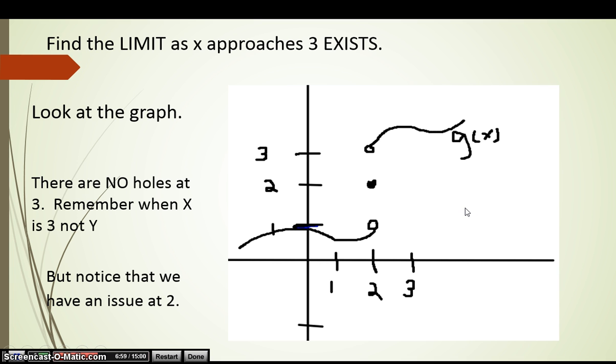But notice that we do have an issue here at 2. As x approaches 2, it looks like from the left it's 1. And as x approaches 2 from the right, it looks like it's 3. So from the look of this picture, it looks to me like the limit exists at 3, but it does not exist at 2.